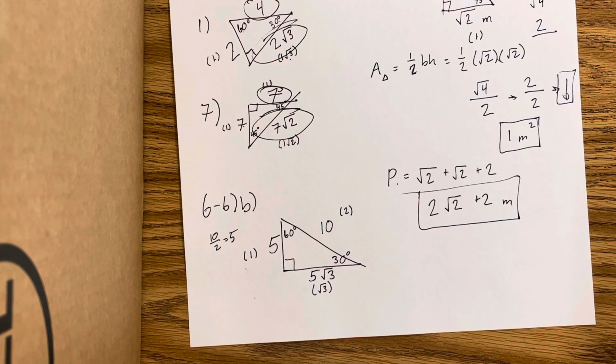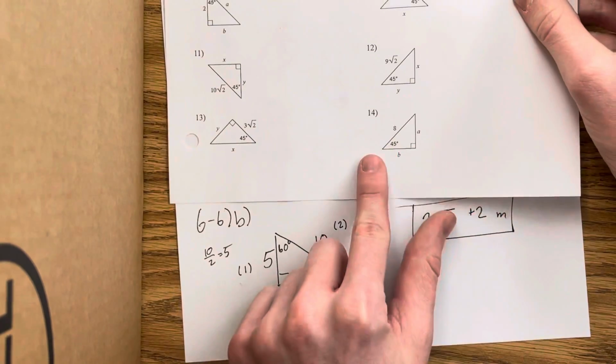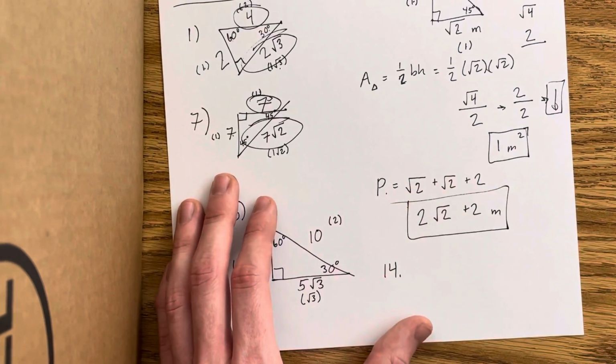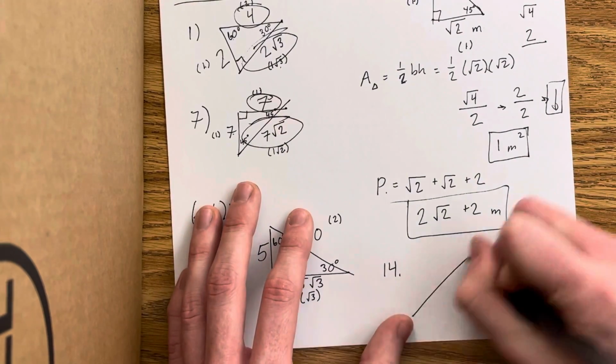I think that's about it. I think that's about as hard as it gets. Maybe, let me see. Maybe we can do one more. Here we go. This is going to be number 14 from your special right triangles one. This one's a little bit trickier. This is from the special right triangles worksheet. Sorry. And it looks like this.